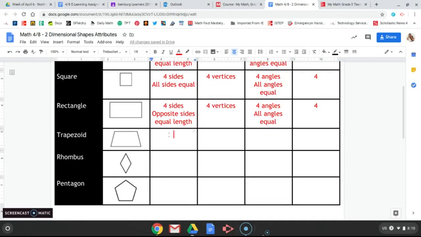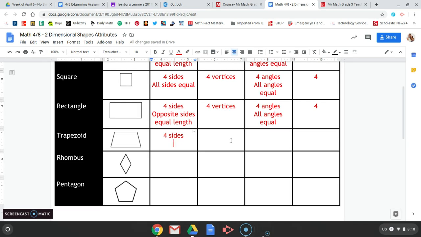Trapezoids have 4 sides, but this time there's no rules about the side lengths. So in this trapezoid, the right and left are equal, but there are trapezoids where that's not true. So for a trapezoid, the only rule about the sides is that there have to be 4. Okay? There's still 4 vertices.